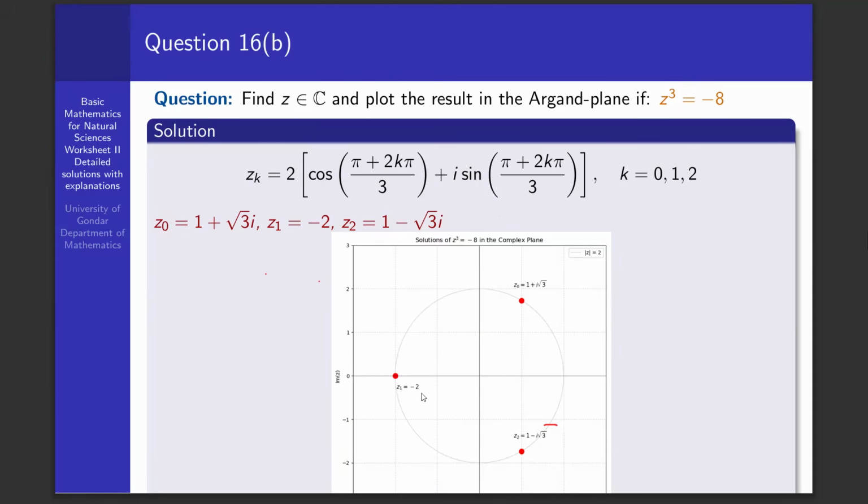These roots on the plot, in the complex or Argand plane, are: z0 around here, 1 plus radical 3 i, and z1 on the negative real axis, that is minus 2, and in the fourth quadrant, z2 is 1 minus radical 3 i, so these are the roots of z cubed equal to minus 8.